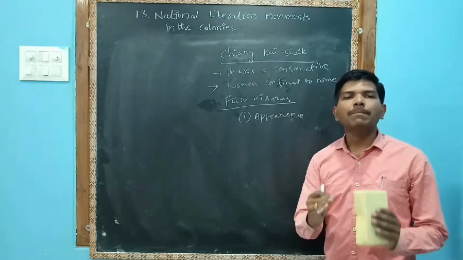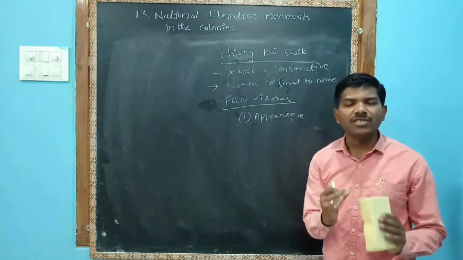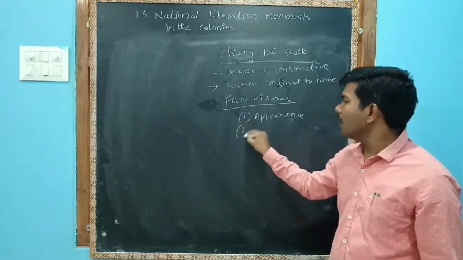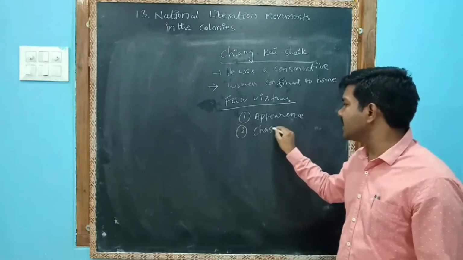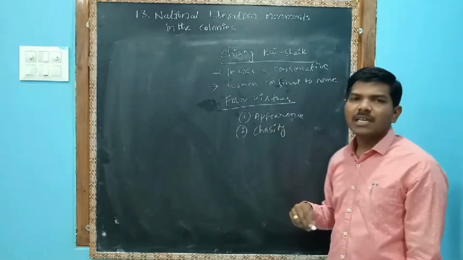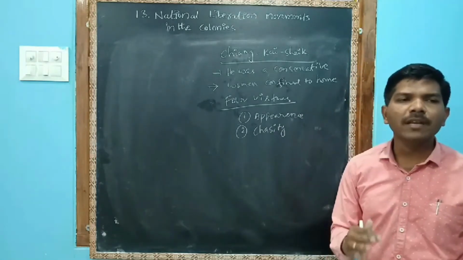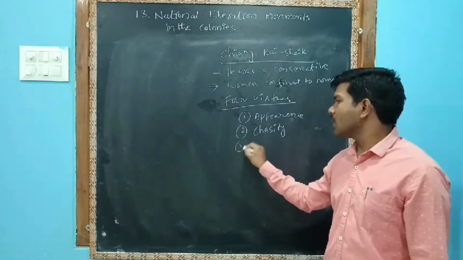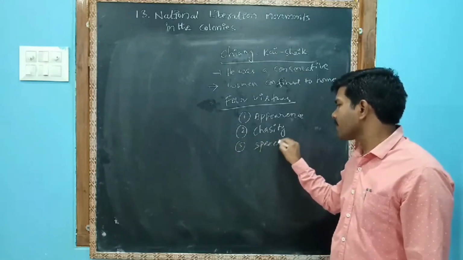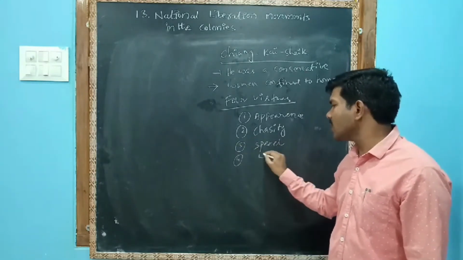First one is appearance. Women's appearance needs to be very good, very gentle. Second one is chastity. Chastity means women need to be very pure. Third one is speech. And the fourth one is work.